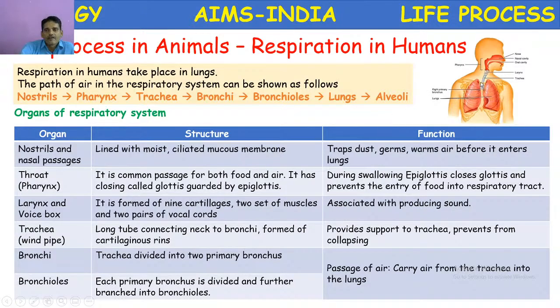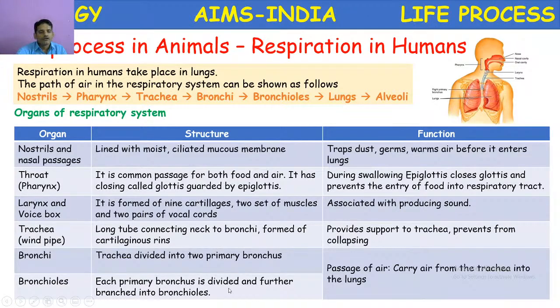Next, the trachea. The trachea is a tube-like structure, also made up of cartilage, and it is a long tube connecting the neck to the bronchi. It is formed of cartilaginous rings. C-shaped cartilaginous rings are present in the trachea, which prevent the trachea from collapsing.